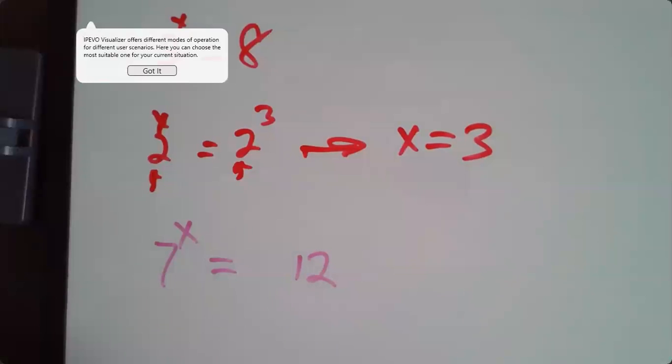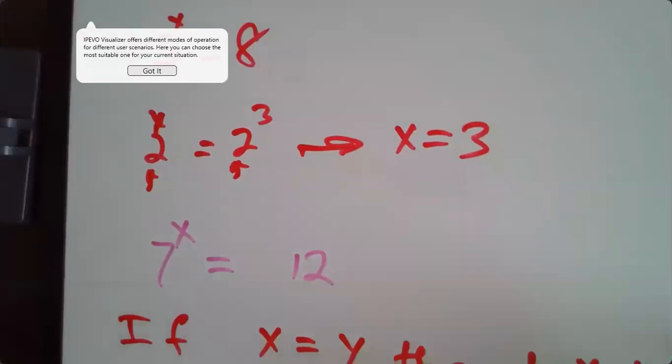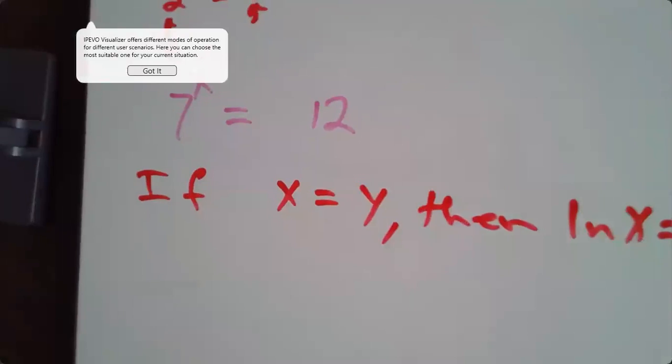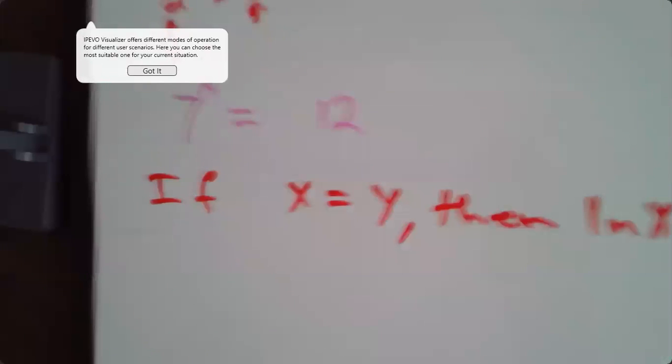Well, we can use the property that if f(x) equals y, then we could apply the natural log to both sides, like this. Well, what is natural log?